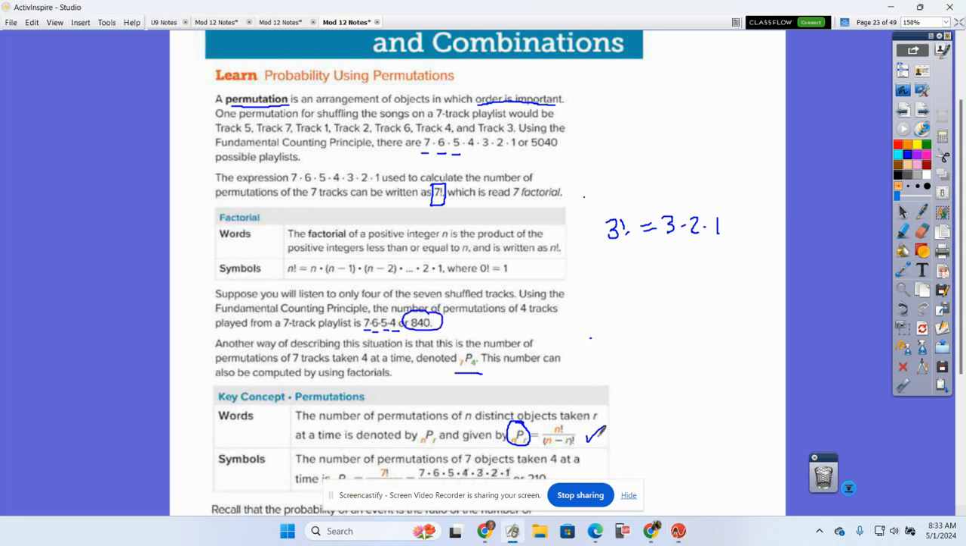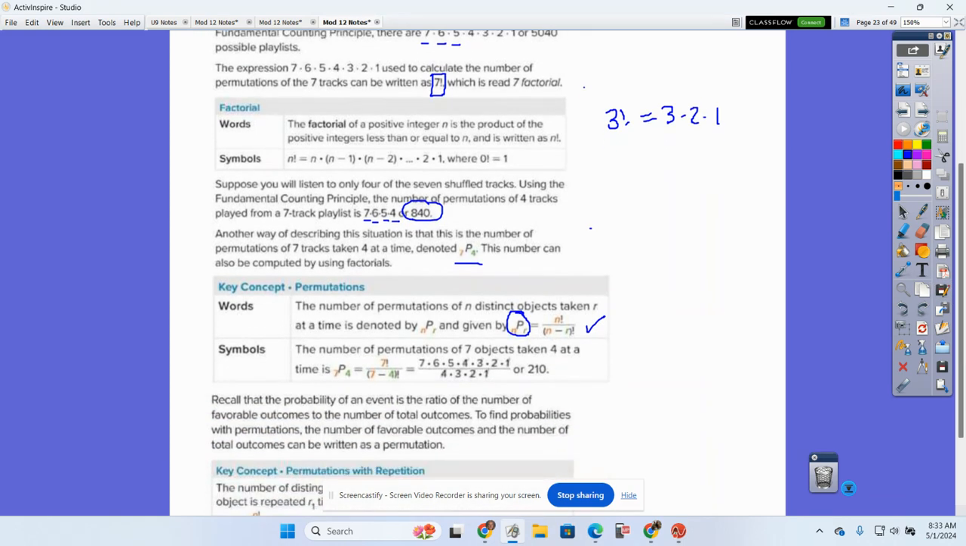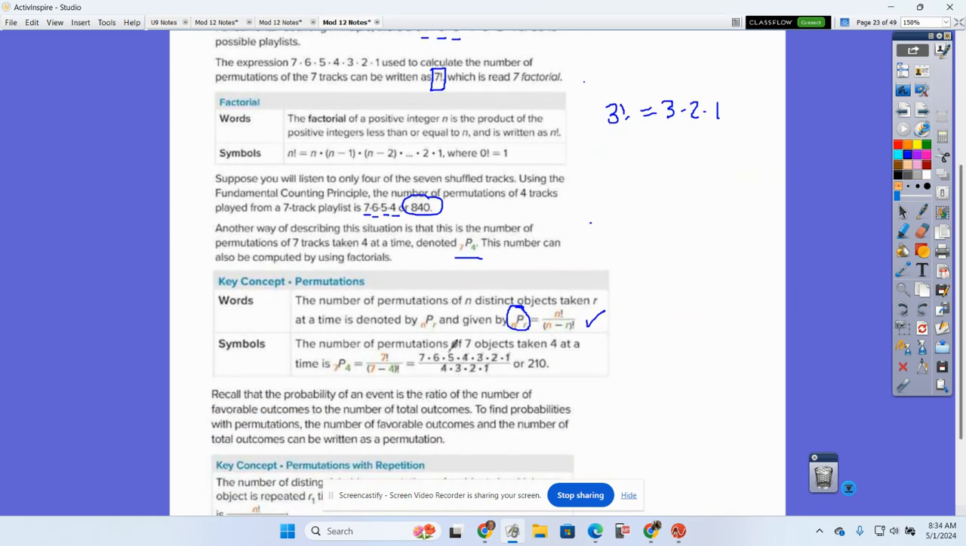So you can understand and know this rule right here, or you can simply use your calculator to solve a permutation in that case. The number of permutations of 7 objects taken 4 at a time essentially comes out to this: you would do the factorial, but you would remove the last part of the factorial. Actually, this one's written wrong. And so then you would get your answer from that.